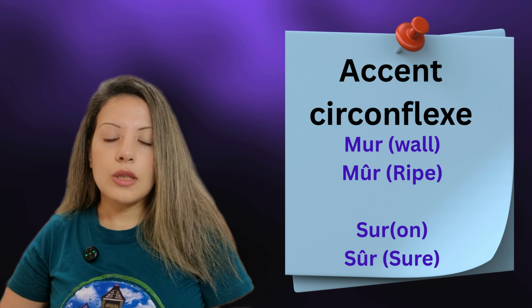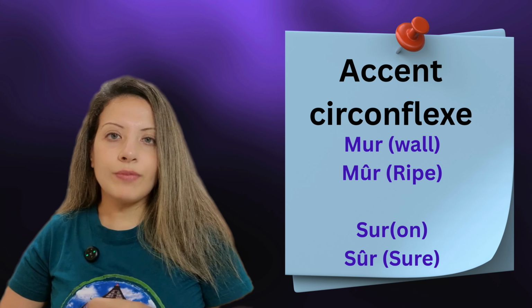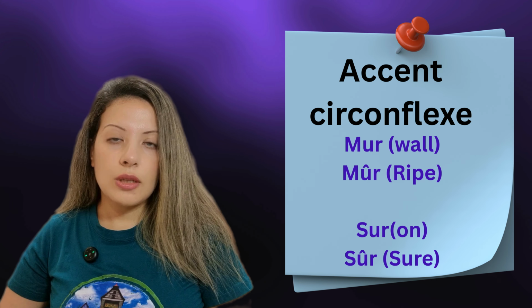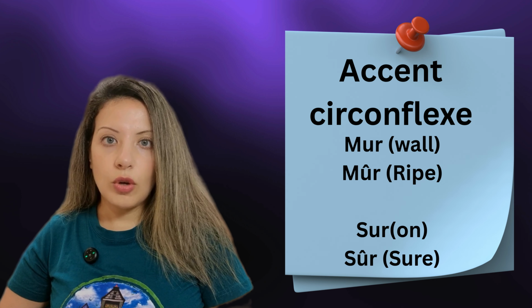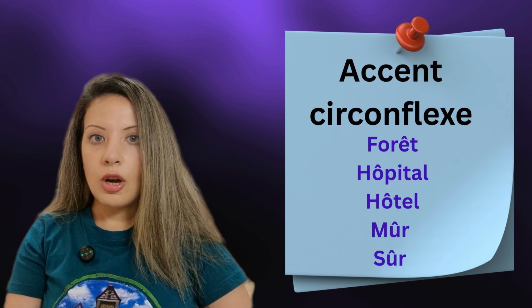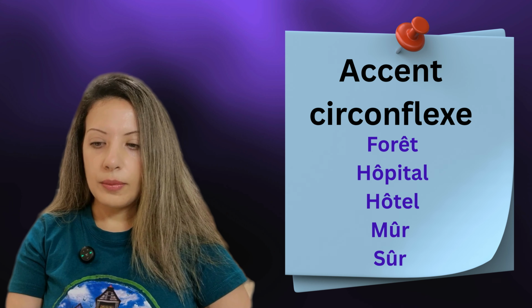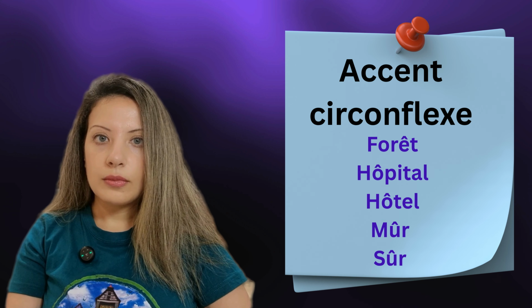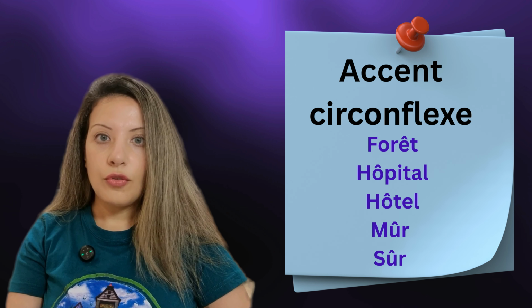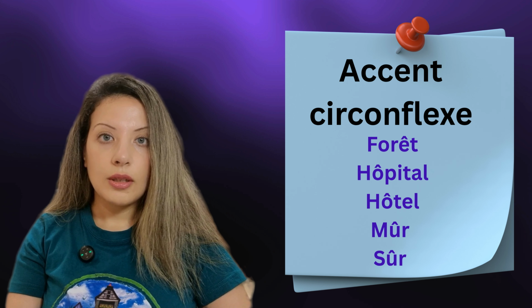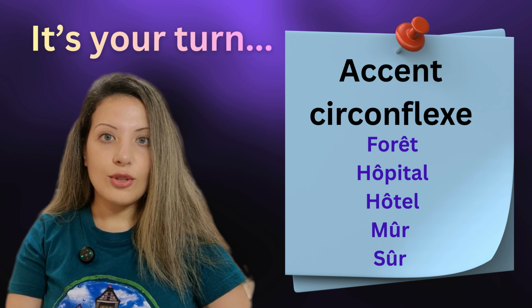So accent circonflexe is not so much about differentiating the sound as it is about the presence of a historical S or differentiating words. Now let's read them one more time. Forêt, hôpital, hôtel, mur, sur. One more time. Forêt, hôpital, hôtel, mur, sur. Now it's your turn. Can you read these words on your own?